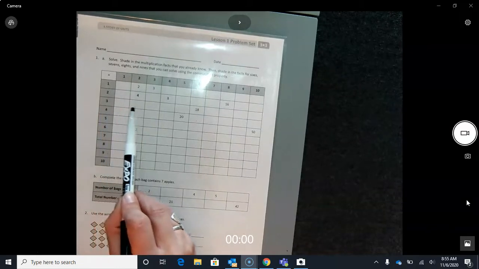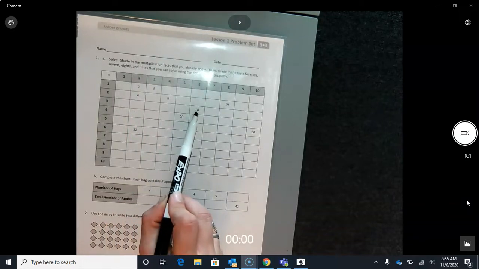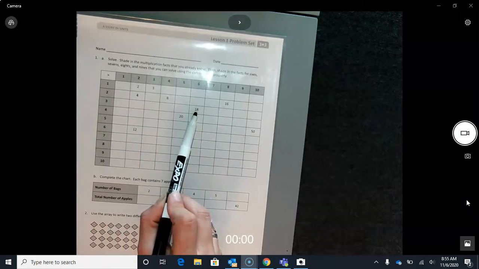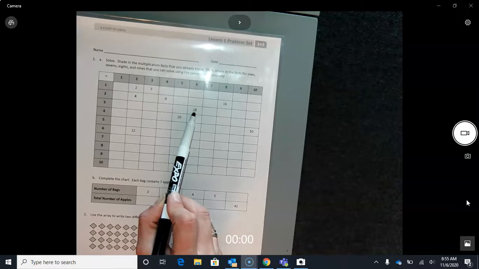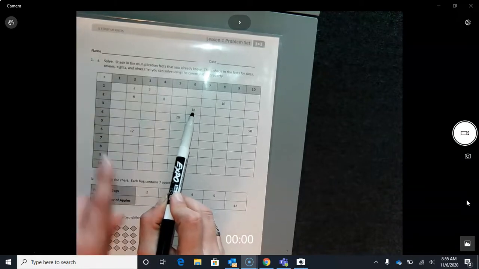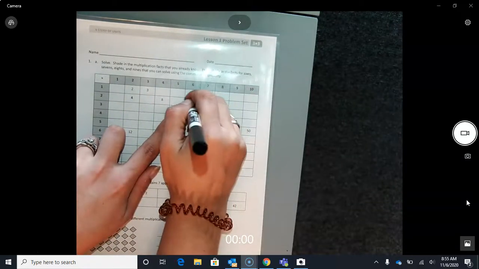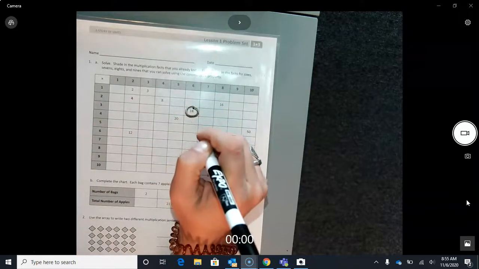So 3, 6. The number in the square where the row and the column meet is the product. That one has been done for you. Using the chart, what is the product of 3 and 6? Right, it's 18. Awesome job.